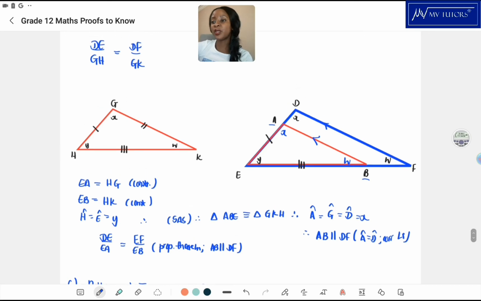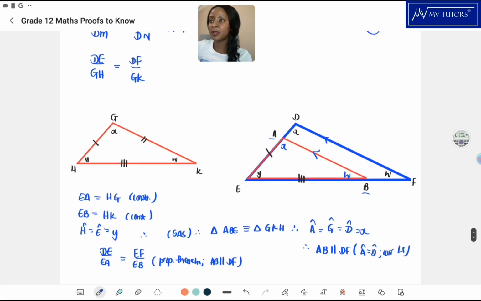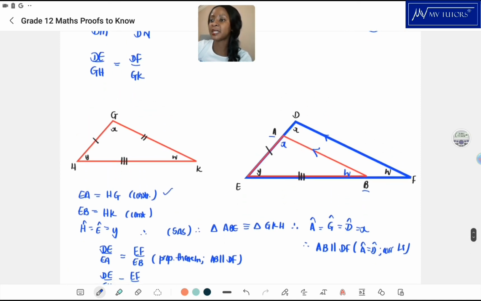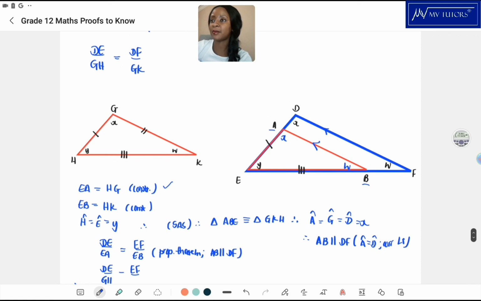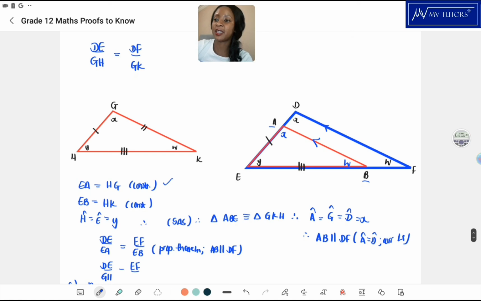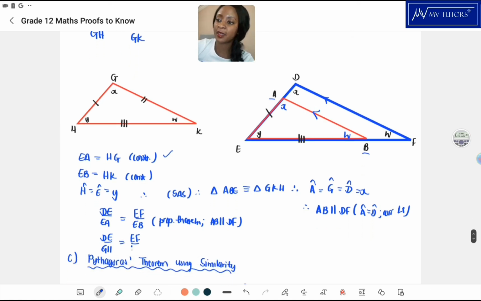Okay, and then we know that DE, all right, that actually EA is equal to HG, right? We had proved that due to construction. So we can say that DE over GH instead of HG, okay, is equal to EF over EB. We can put it as HK. Okay, let's see. EF, yes, HK. All right, and things are coming together. Sorry, I'm squeezing things in there.